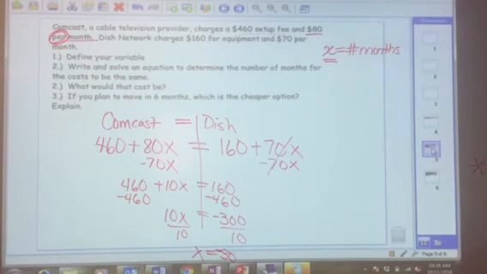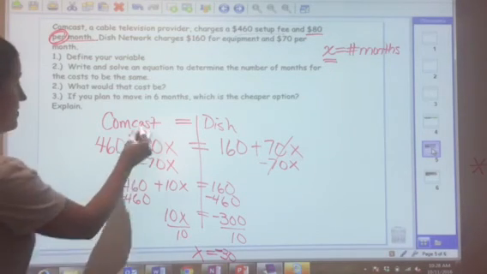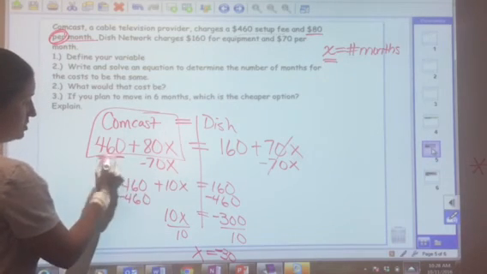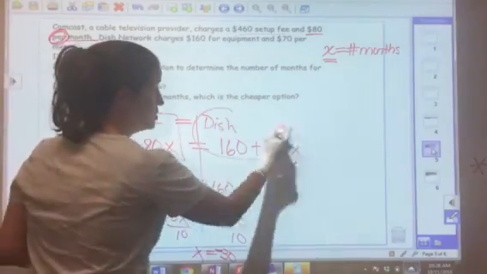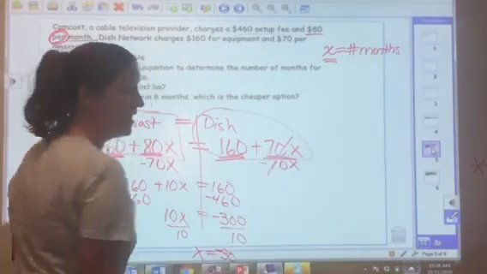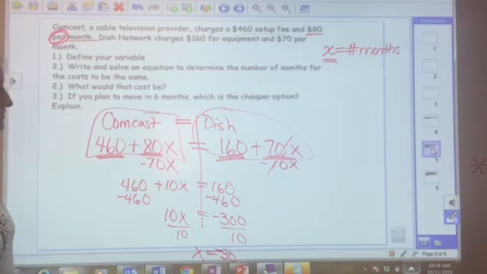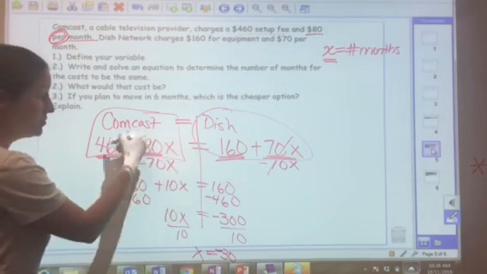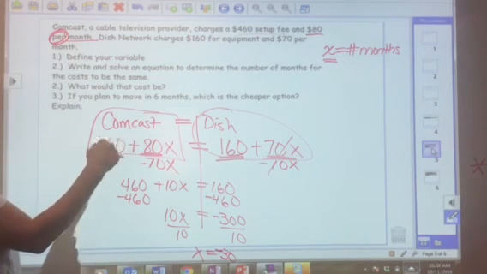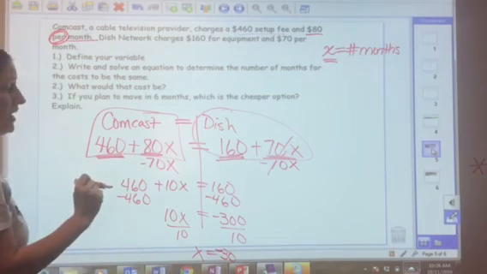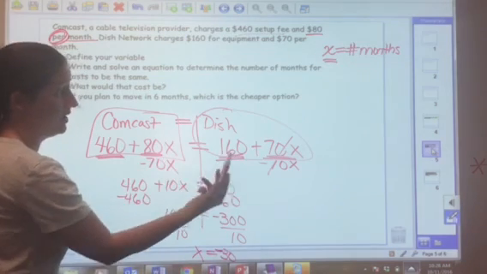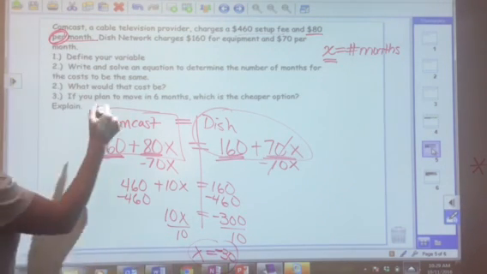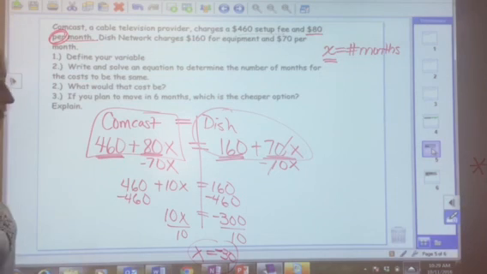So if we look at our problem, let's look at it logically. If Comcast charges this much, look how much their startup fee is, and they're charging more per month. This one is charging a lot less to begin with and less per month. So this plan will never be equal. It'll never be cheaper than this plan, never. And it would take a negative number to make them equal. So yes, there can be a value of x that makes them equal, but that value of x doesn't make sense in this problem because we can't have a negative number of months.